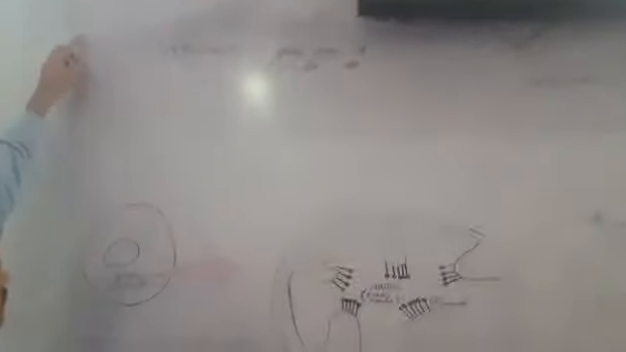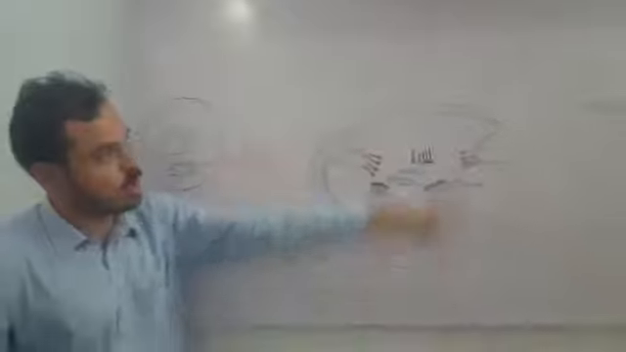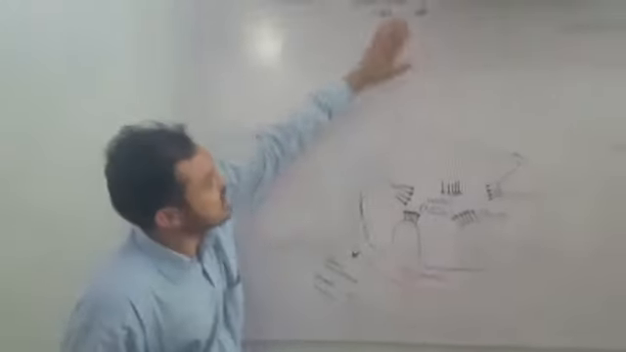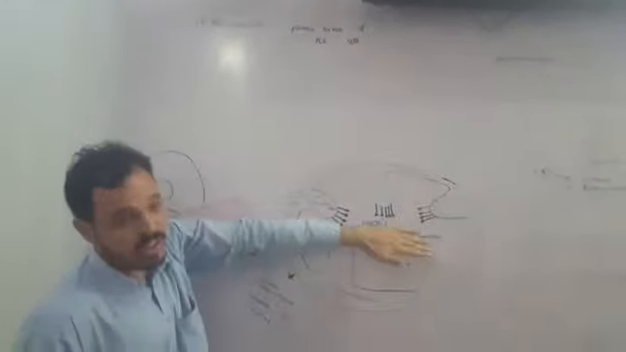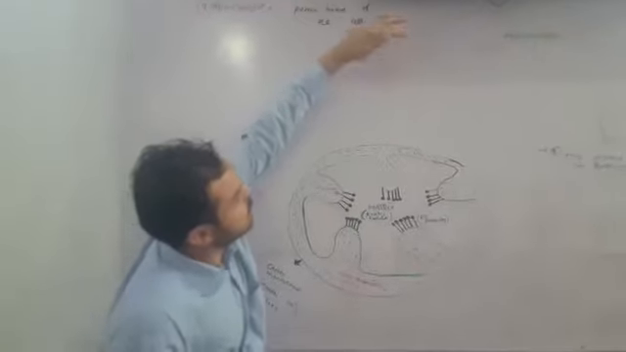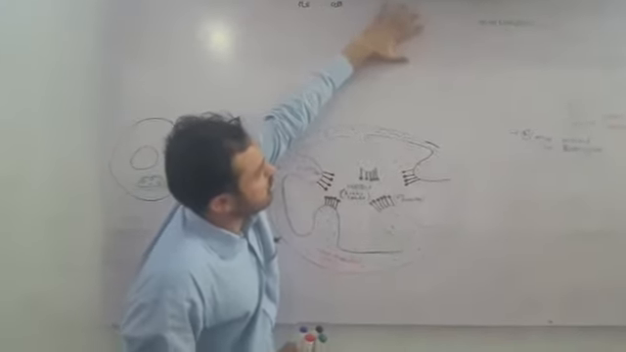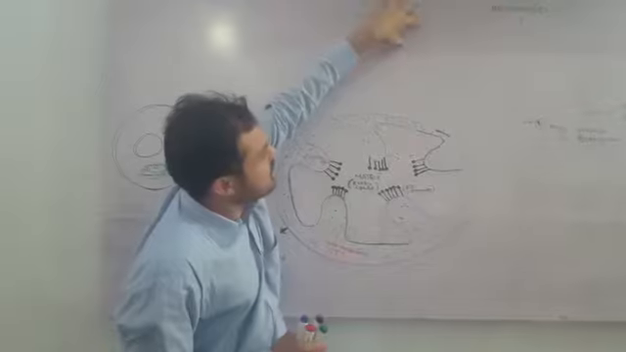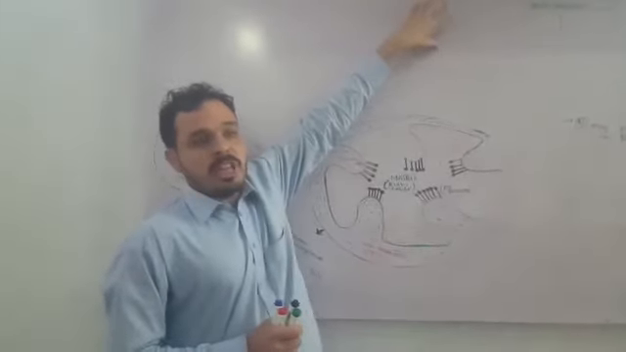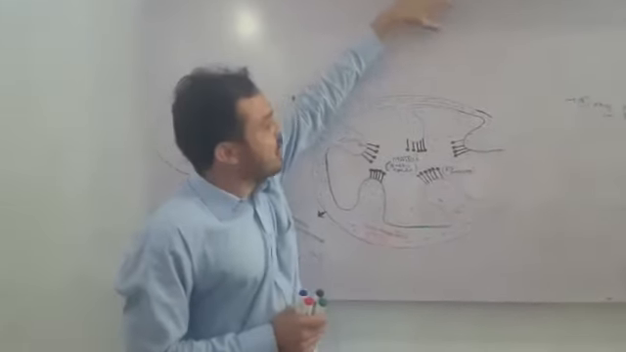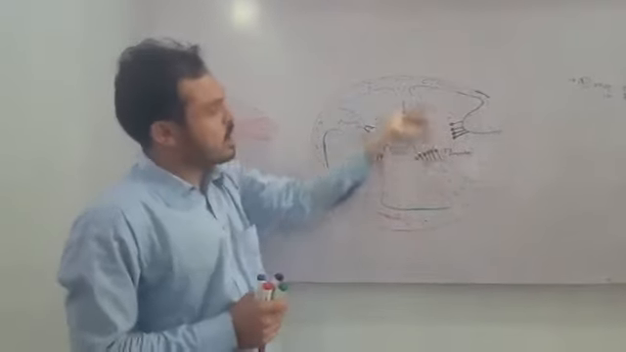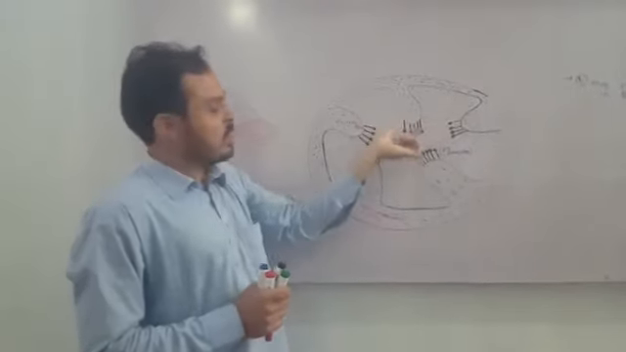For example, consider this whole board representing the cell. This is the cytoplasm, and this is the mitochondria. In the cytoplasm there is a soluble part, the cytosol, and in this cytosol glycolysis occurs. After glycolysis, the next two parts, the Krebs cycle and the electron transport chain, occur inside the mitochondria.